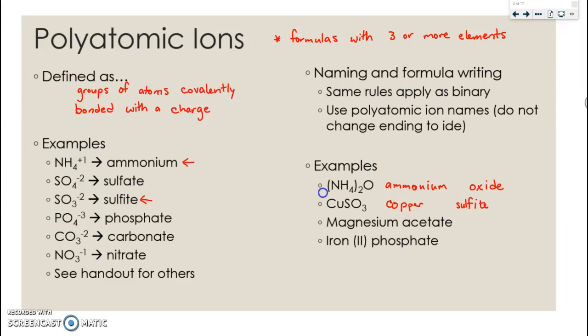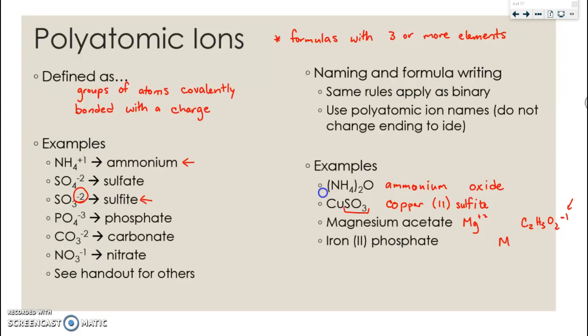But copper is transitional, and therefore it requires a Roman numeral. So same thing as before, SO3 has a -2 charge, so therefore copper must counter that and be +2. Magnesium acetate. Acetate is not on this example page, that's okay. Is going to be Mg with a +2. Acetate is C2H3O2 with a -1. We're only going to focus on the charge when you cross.